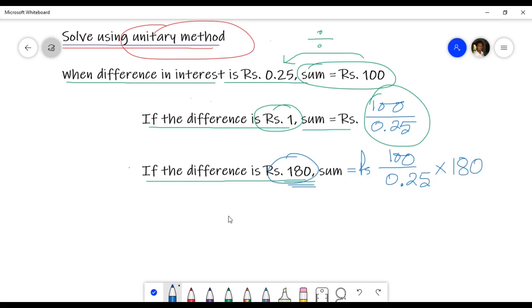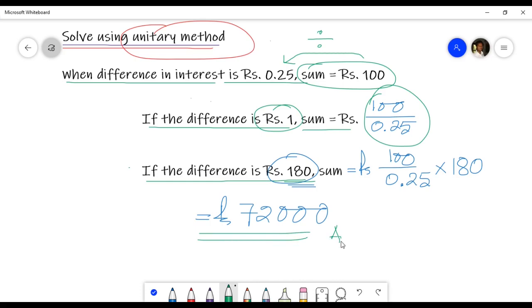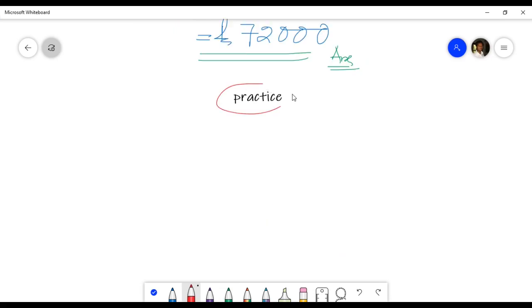I hope you have understood this. If not, then you can just go back again and again to understand this. I'm sure that you have learned the unitary method before, so it should not be hard for you. Now when you simplify it further, 100 by 0.25 into 180 will be rupees 72,000. That is the answer. So rupees 72,000 is the sum. So keep practicing and go back through the video again to understand it much better.